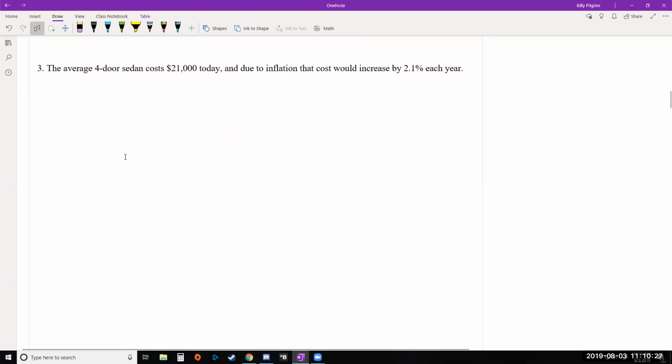And then lastly, it says the average four-door sedan costs $21,000 today, and due to inflation, that cost would increase by 2.1% each year. So notice we have our starting piece of information. Our fixed value is the $21,000 today, or initial value that is, and it's increasing, but instead of increasing by a constant rate, it's increasing by a percent each year. So like our first example, it's going to first be 2.1% of 21,000, then you add that on, then you take 2.1% of that, and you end up with growth on top of growth. So this describes a compound growth scenario.